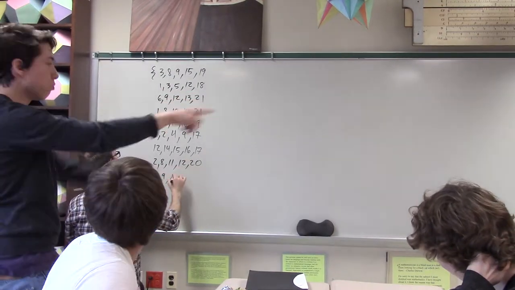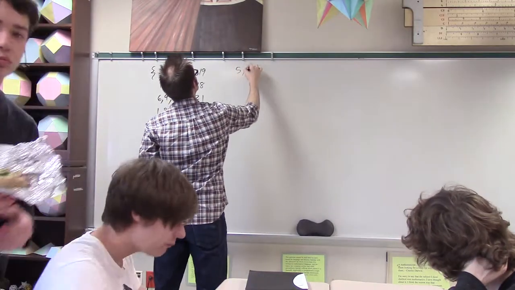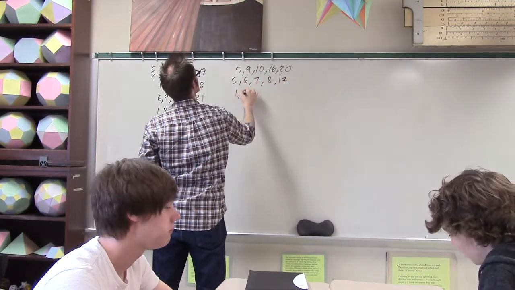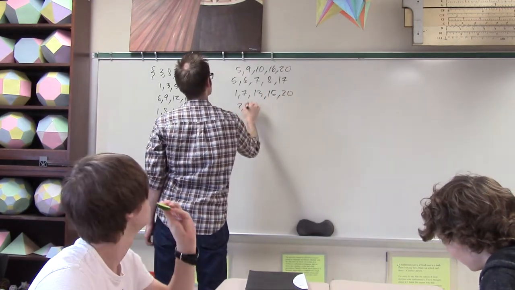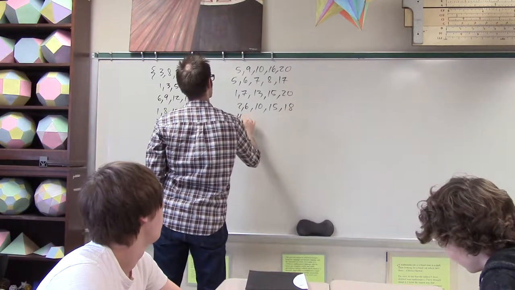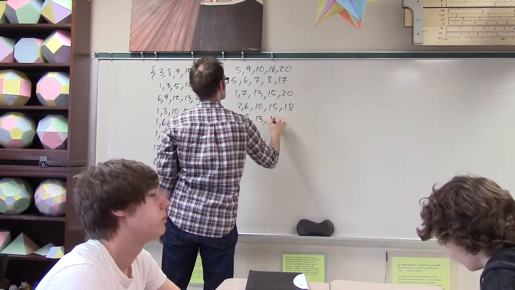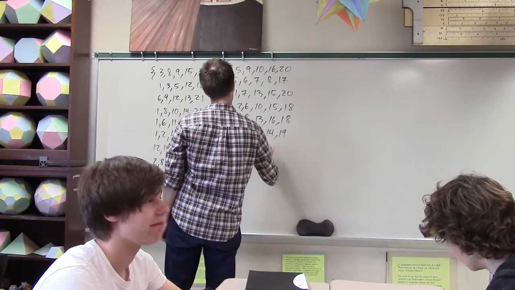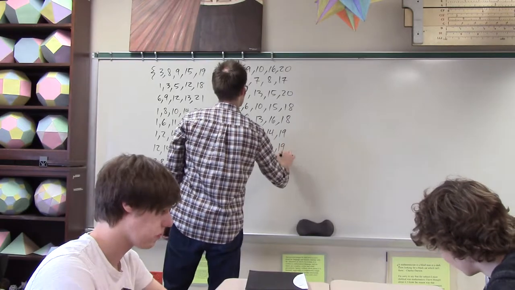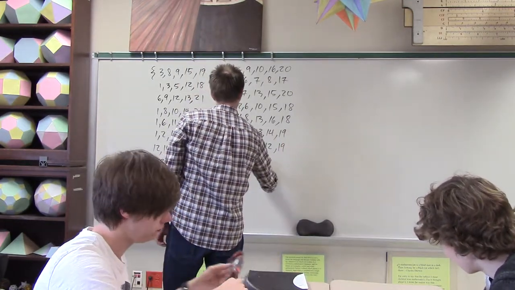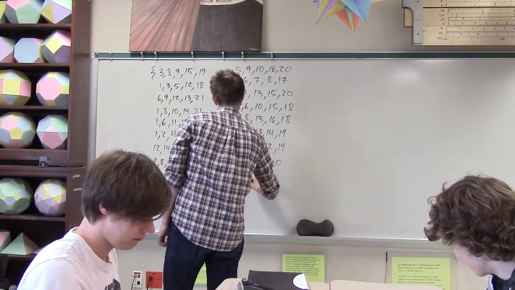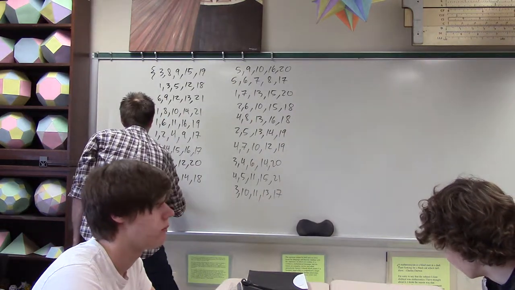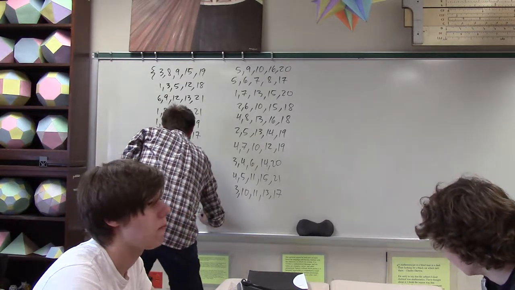7, 9, 11, 14, 18. 5, 9, 10, 16, 20. 5, 6, 7, 8, 17. 1, 7, 13, 15, 20. 2, 6, 10, 15, 18. 4, 8, 13, 16, 18. 4, 8, 13, 16, 18. 2, 5, 13, 14, 19. 4, 7, 10, 12, 19. 4, sorry, 4, 7, 10, 12, 19. How many more? Alive. Okay. 3, 4, 6, 14, 20. 4, 5, 11, 18, 21. 3, 10, 11, 13, 17. 2, 3, 7, 16, 21. And 17, 18, 19, 20, 21.